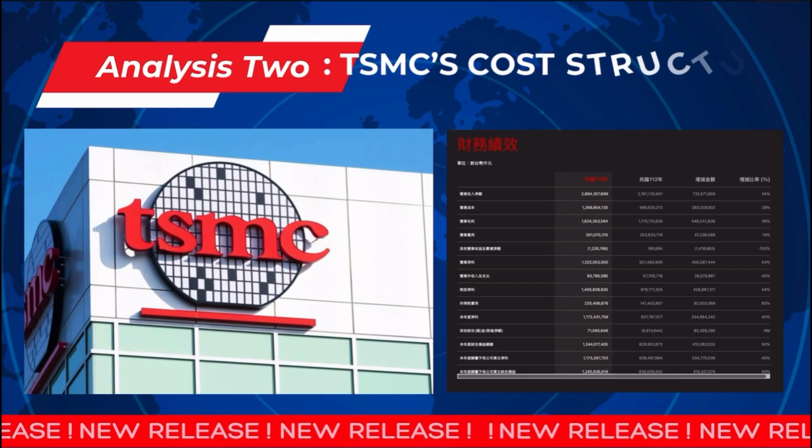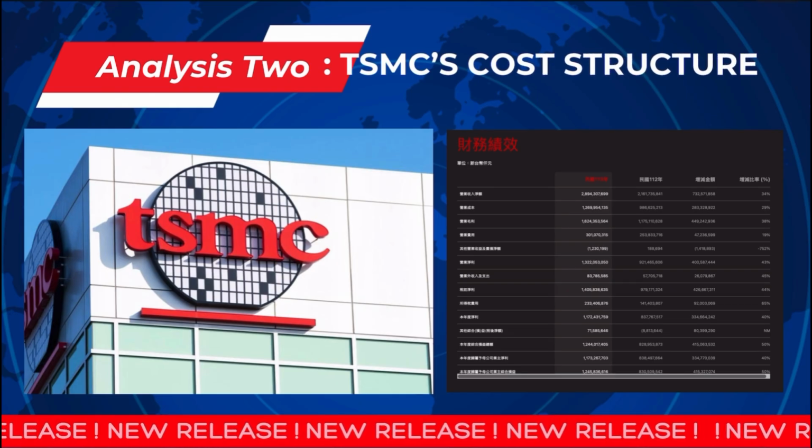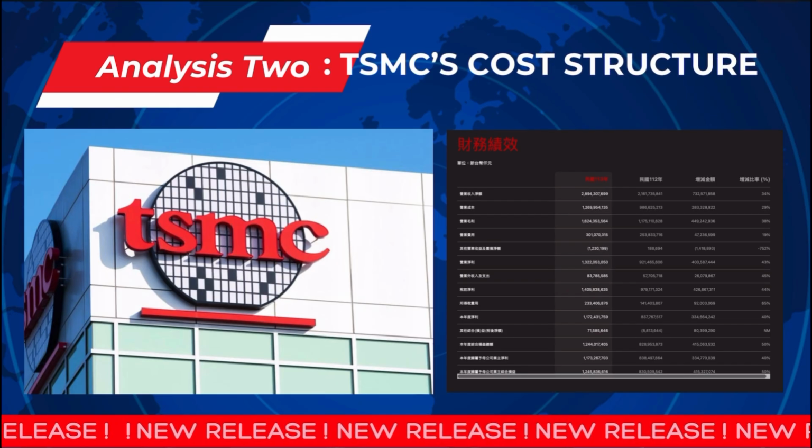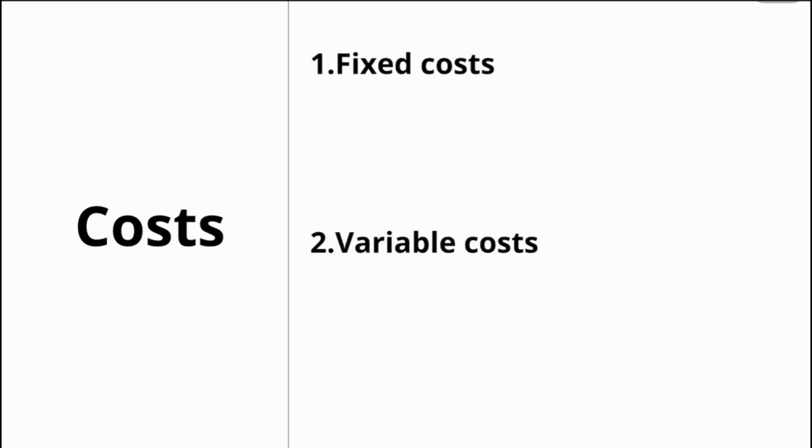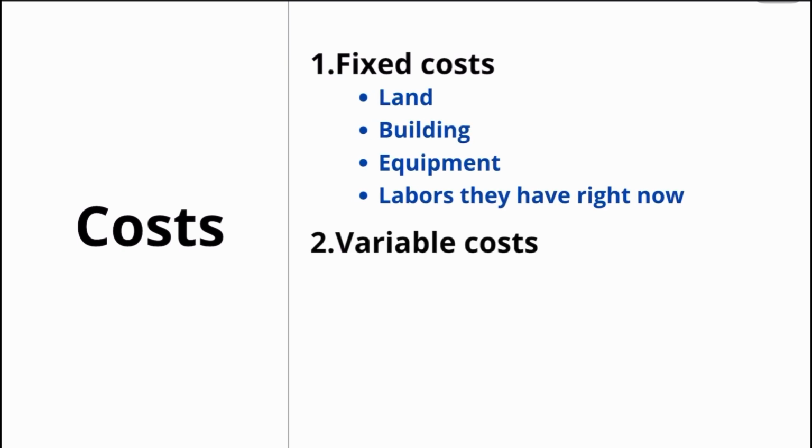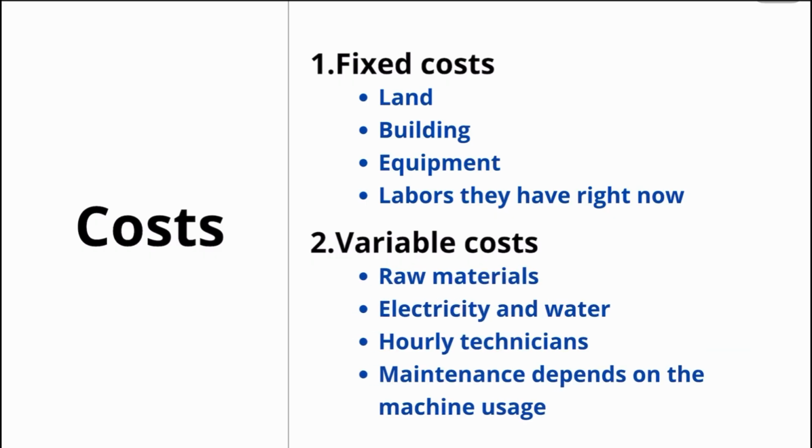Next, let's take a deeper look into TSMC's cost structure. There are two types of cost: fixed cost and variable cost. Fixed costs include factories, equipment, land, and long-term skilled labor, costs that do not change with output. Variable costs include raw materials, electricity, water, chemicals, hourly technicians, and maintenance that depends on production volume.